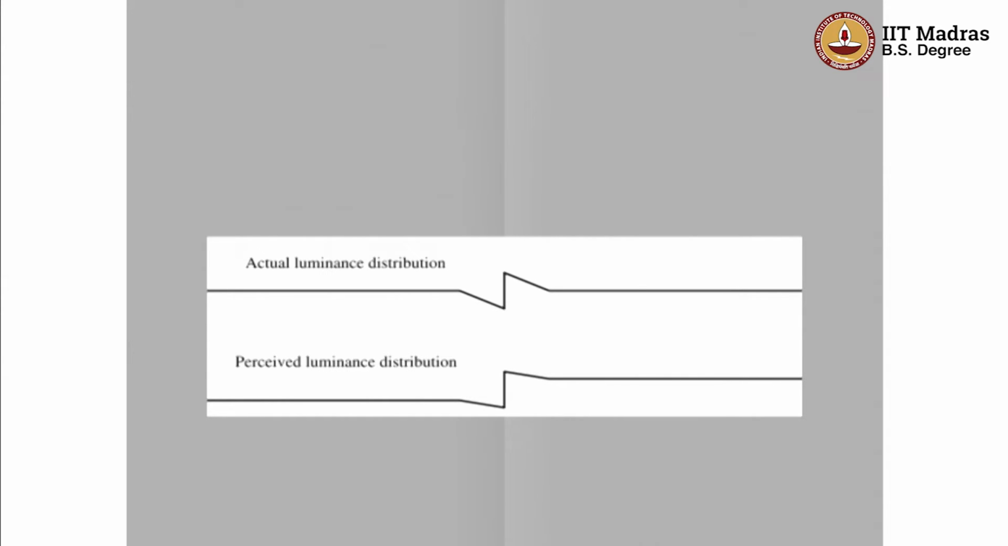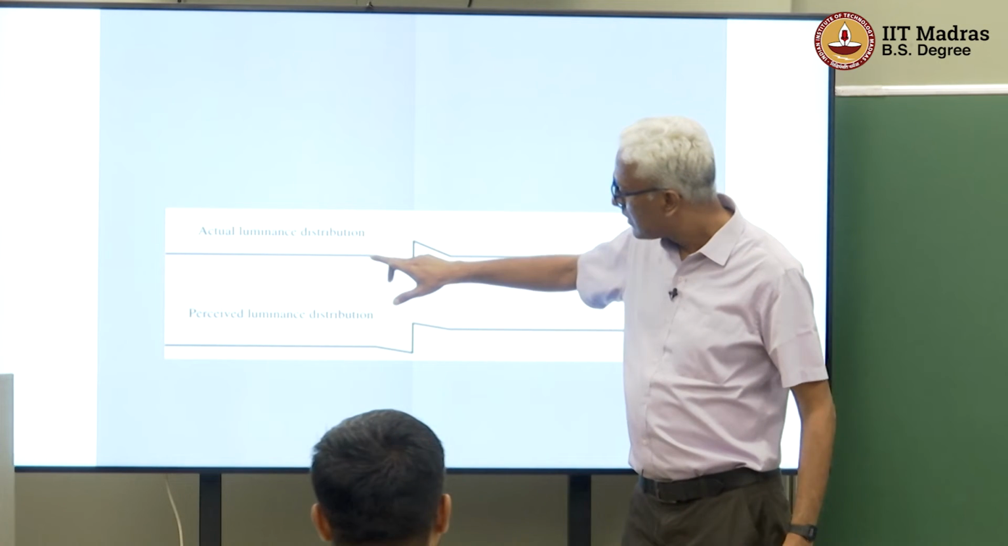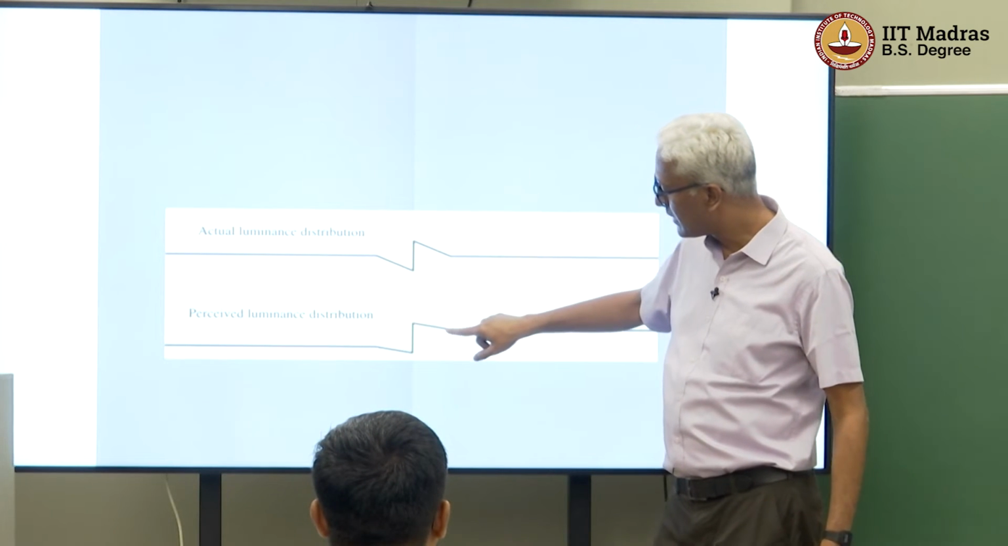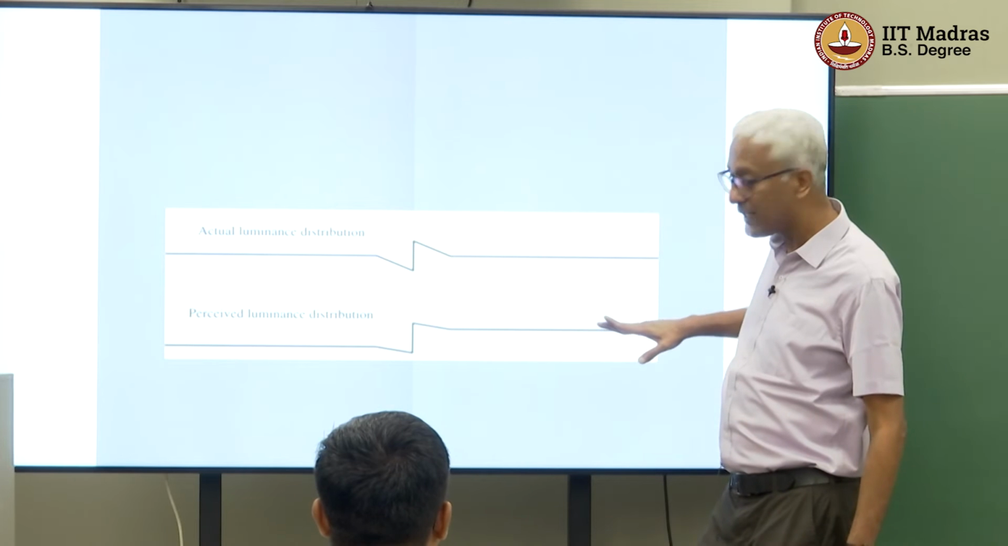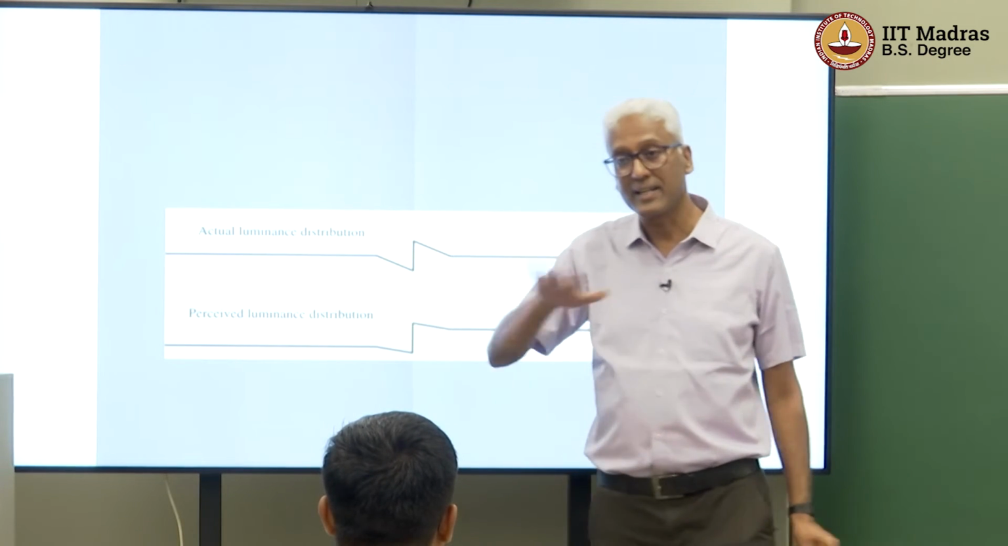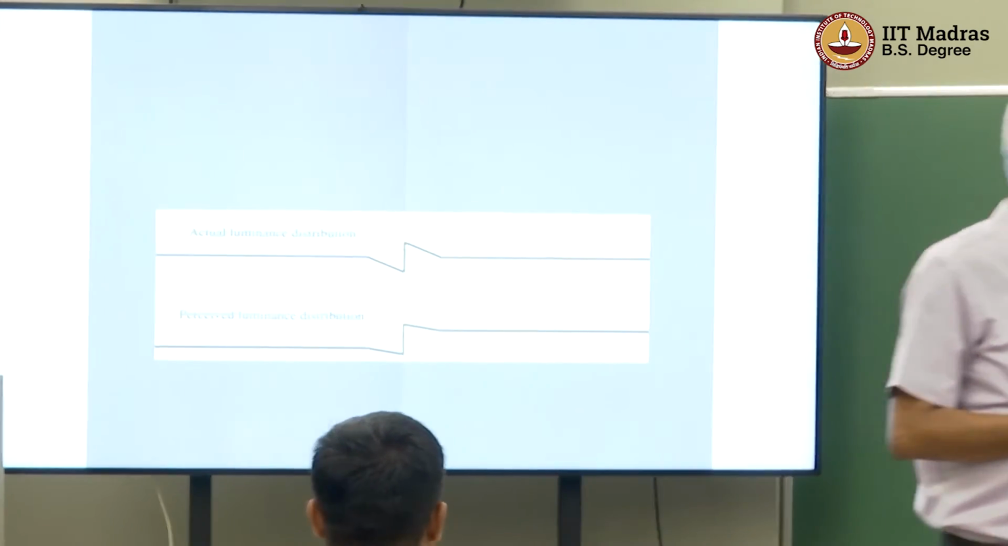So you said both are same, right? Yes. From here onwards and from here onwards, it's the same, right? What we see is that it goes here, it goes here, and so this entire right-hand side is attributed a lower luminance value than the entire left, right? So this is the perception.